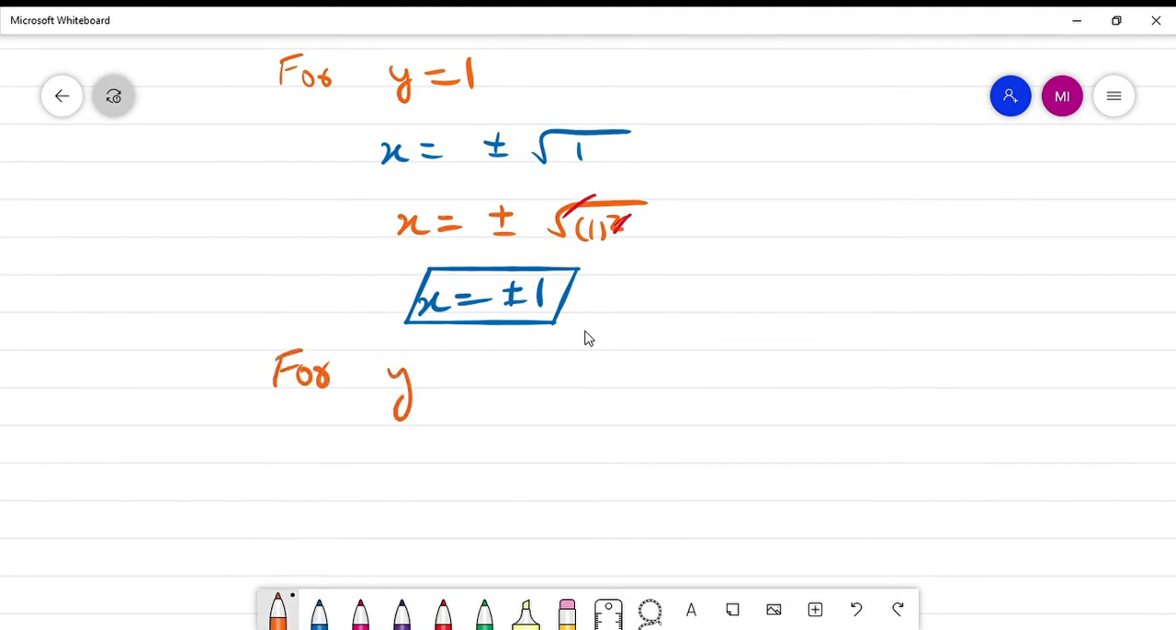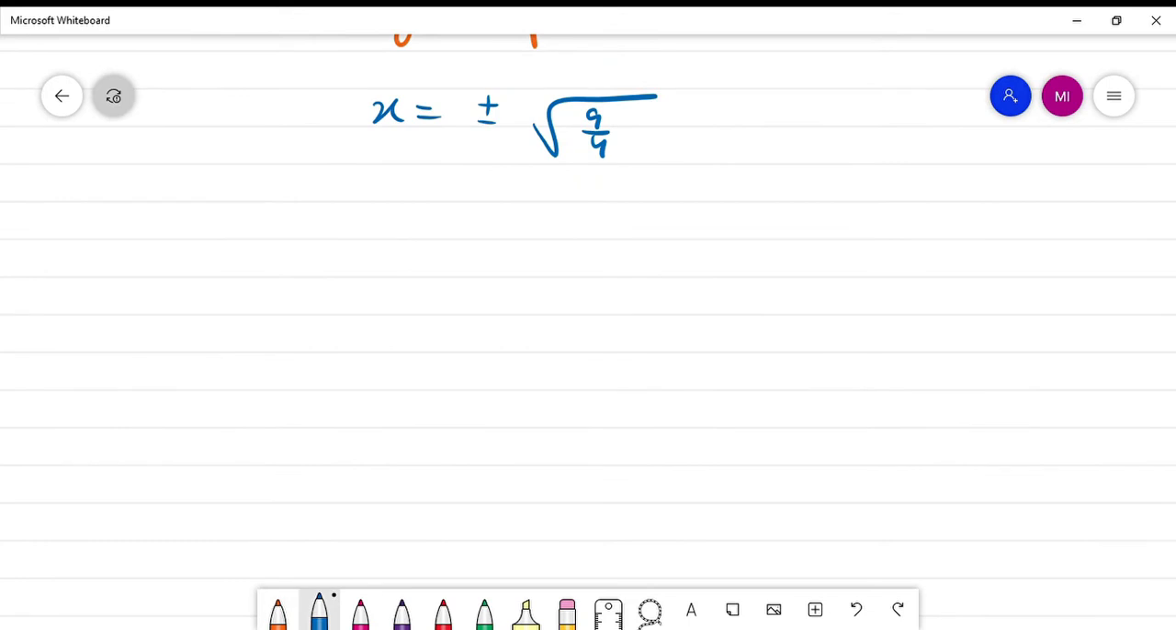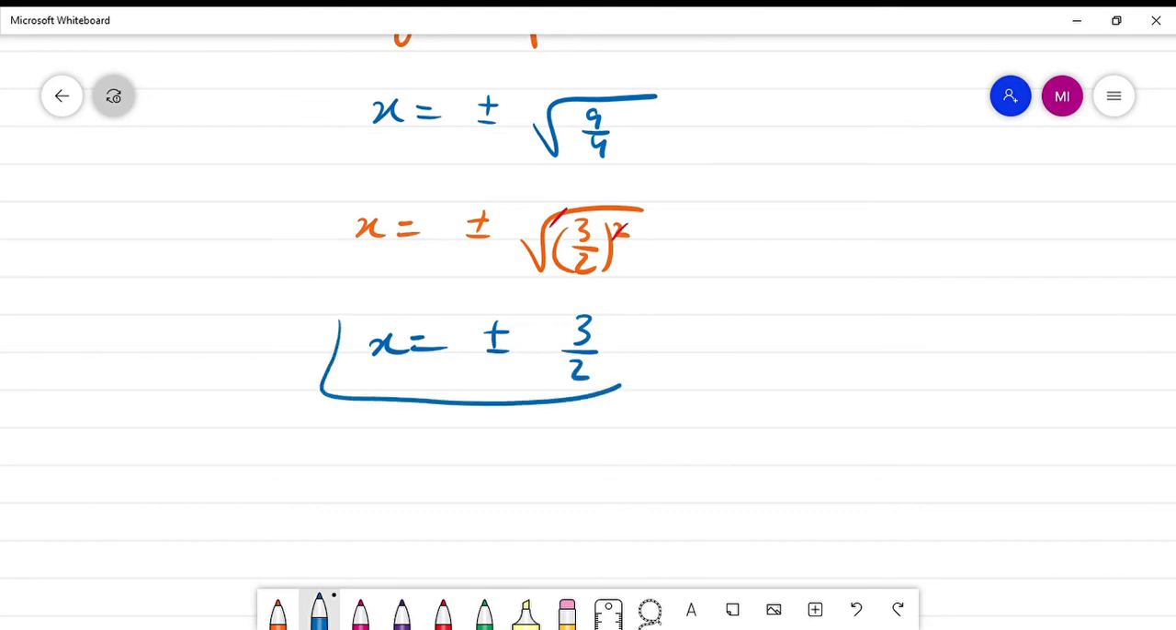And for y is equal to 9 over 4, x is equal to positive and negative square root of 9 over 4. So x is equal to positive and negative square root of 3 over 2 squared, square root and square cut out, and we get x is equal to positive and negative 3 over 2.